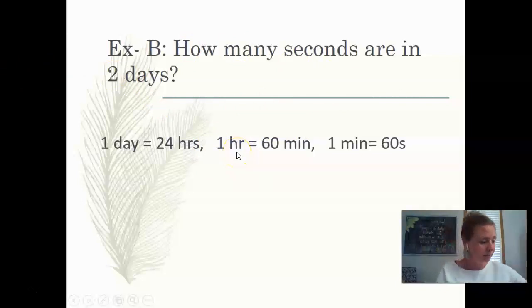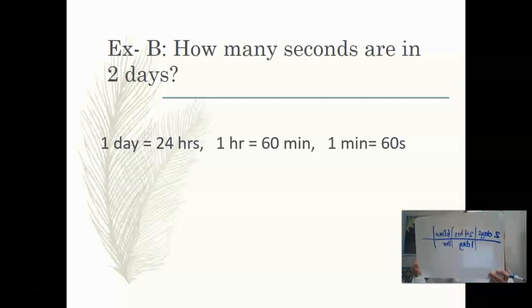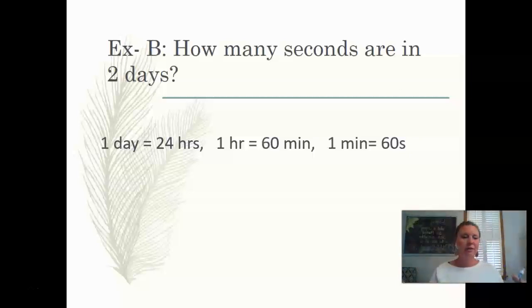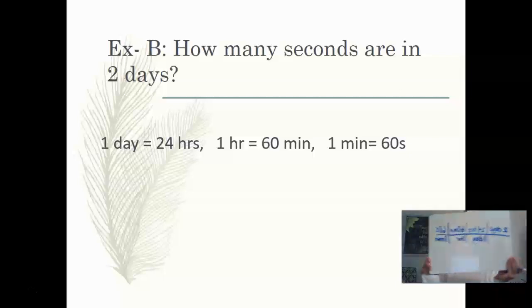1 hour equals 60 minutes. To make my line a little bit longer, so I'll show you there. 1 hour equals 60 minutes. And then finally, our last one is that we want to make it all the way to seconds. So 1 minute equals 60 seconds. So there's how we're going to learn to set this up, and it's going to be really helpful. This is kind of a long one.